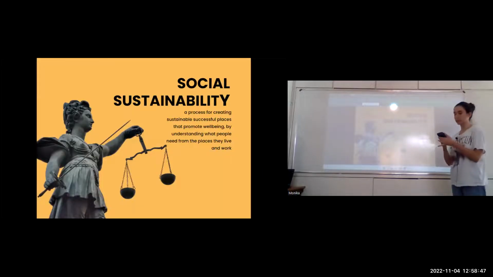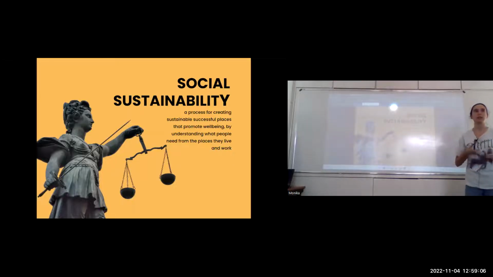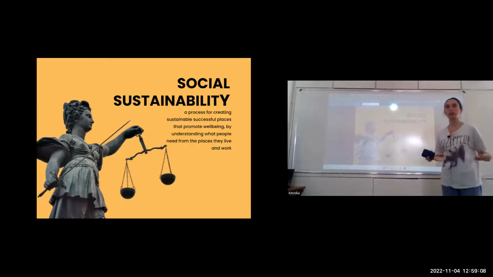Yeah, so it's basically a process for creating sustainable, successful places that promote well-being, by understanding what people need in the places they live and they work. For example, this can mean promoting infrastructure to support social life and cultural life as well, social amenities, systems for citizen engagement, in which the citizens have the power in the decision making of the decisions that surround environmental needs and economic needs.